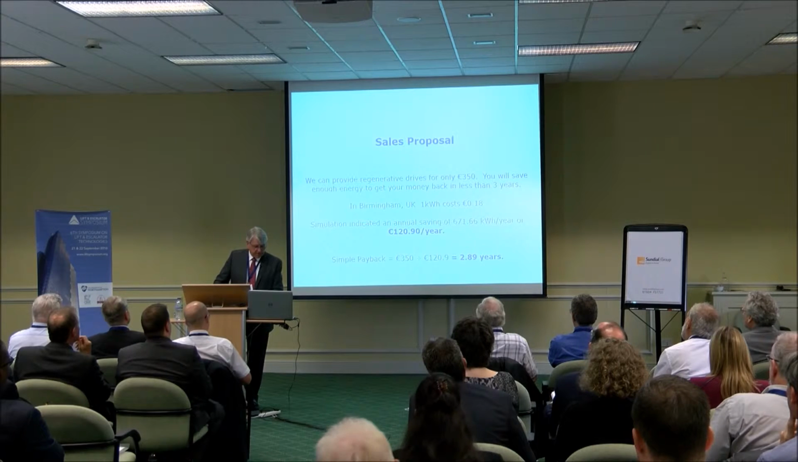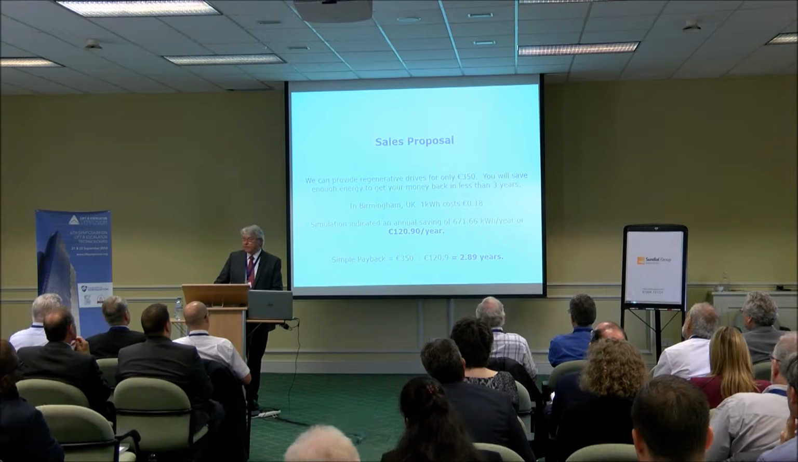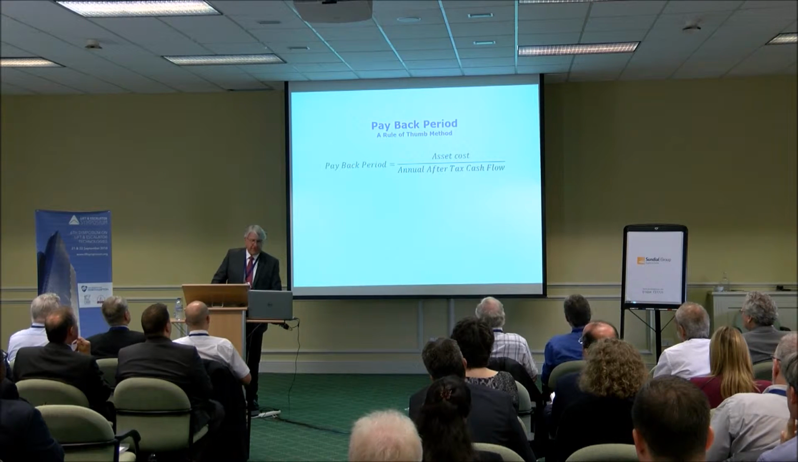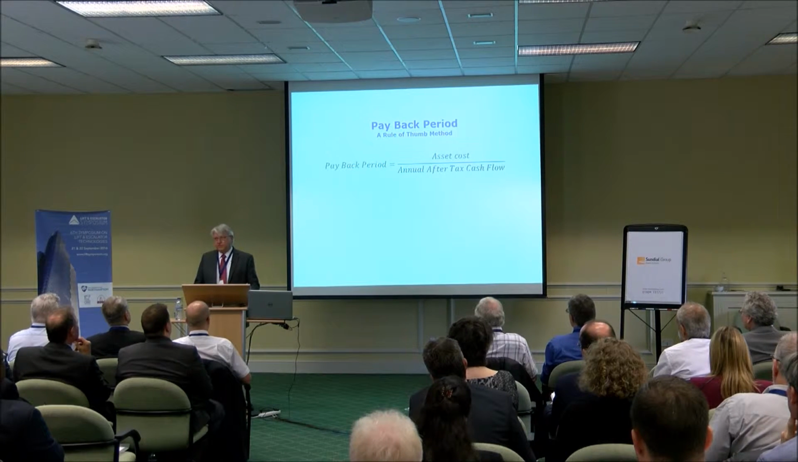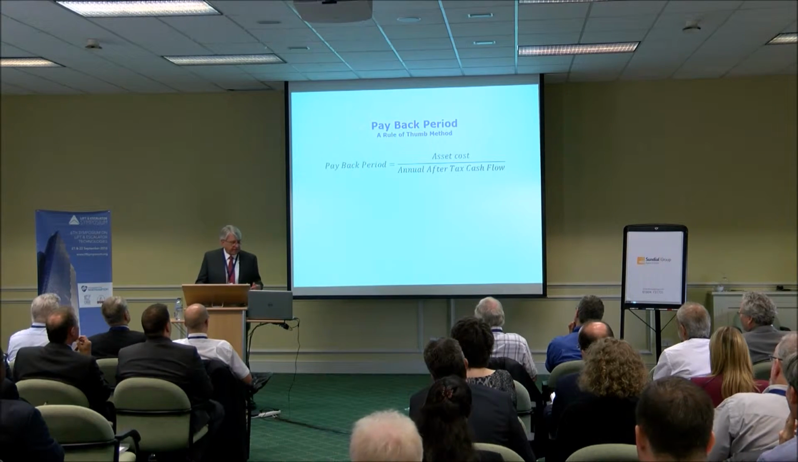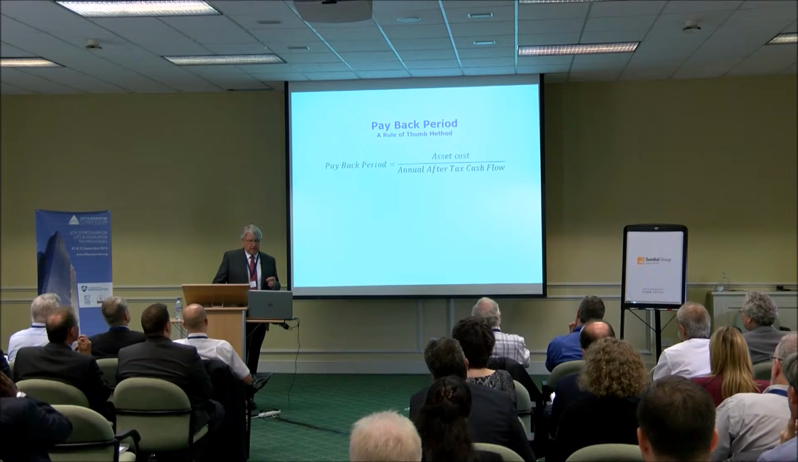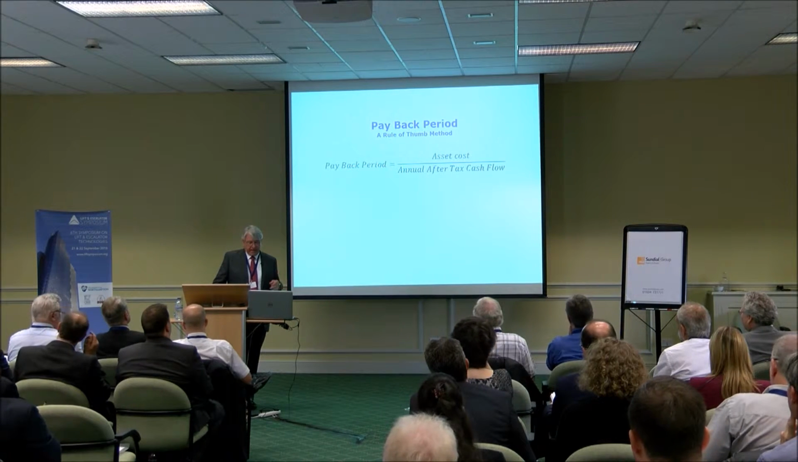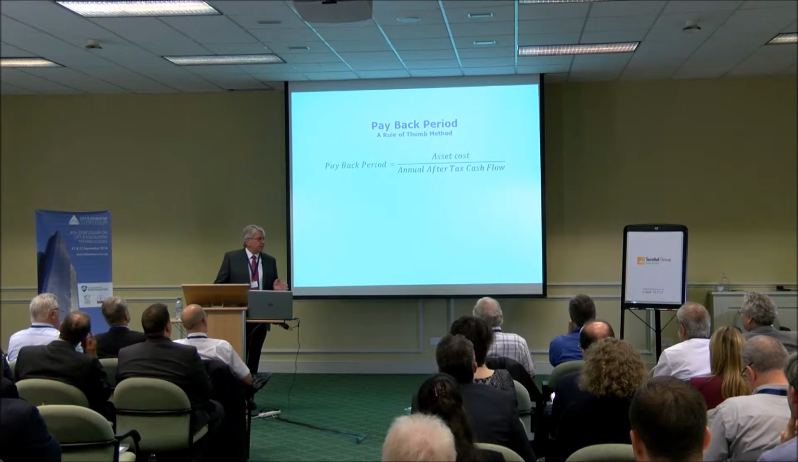The right equation, because it's 2.89 years, has to look at after-tax cash flow. So you have to consider that if you're going to make more money, you're going to pay more in taxes. So you have to discount that. So you're really looking at the asset cost divided by the annual after-tax cash flow. This is the payback method.